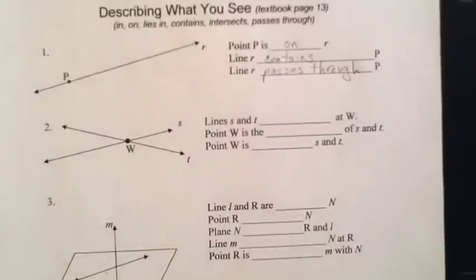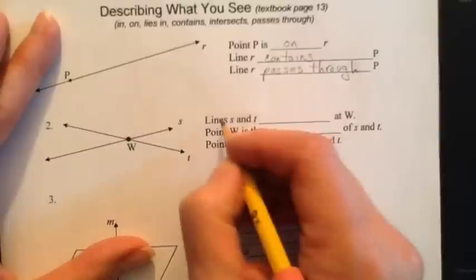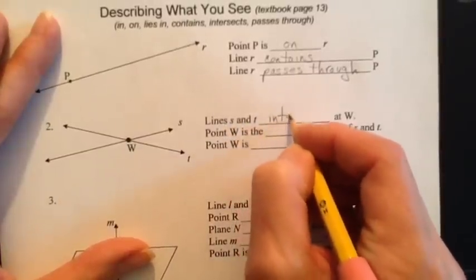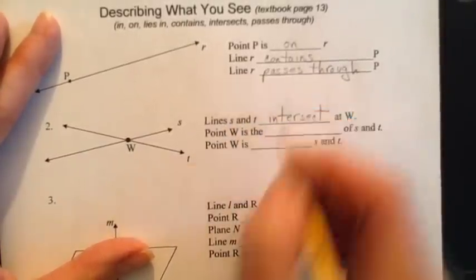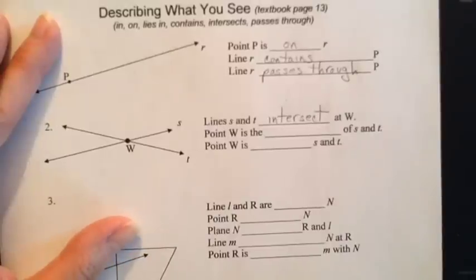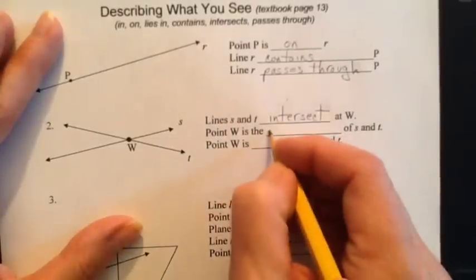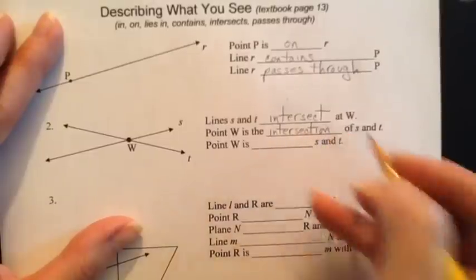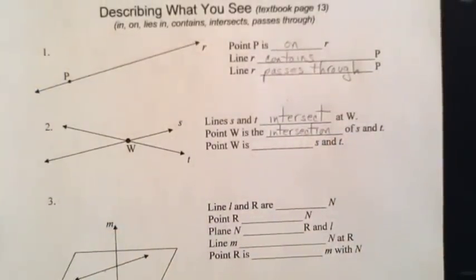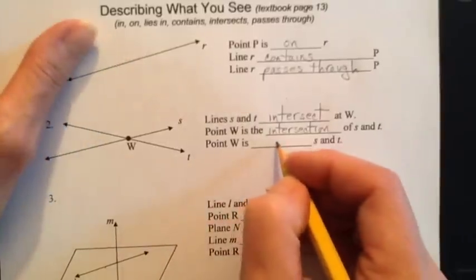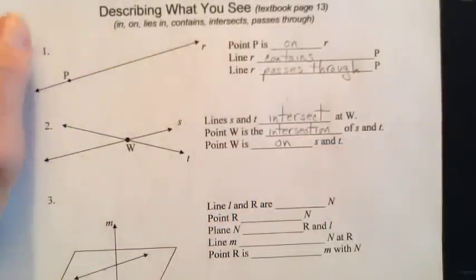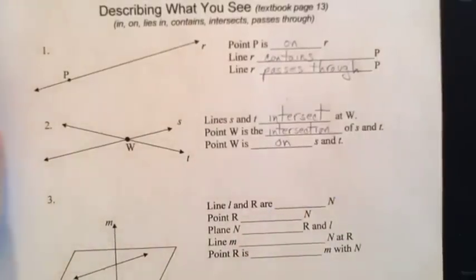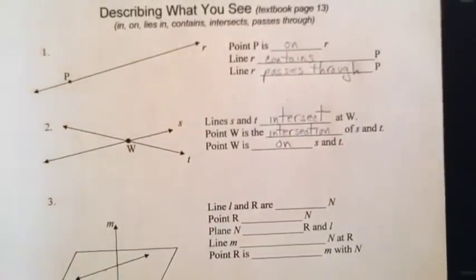Okay, the second picture, we have lines S and T, and what happens at W? Lines S and T intersect. Point W is the intersection of S and T. And point W is on S and T. So points are on lines, lines go through points. Okay.